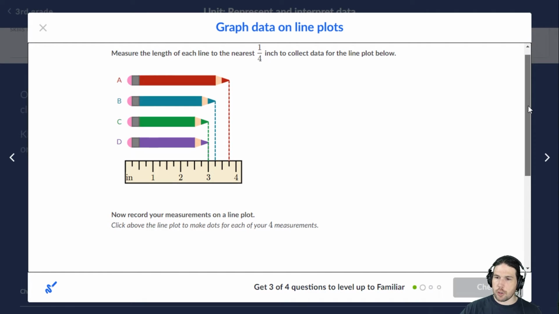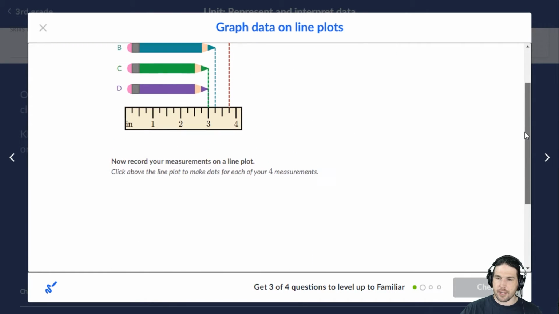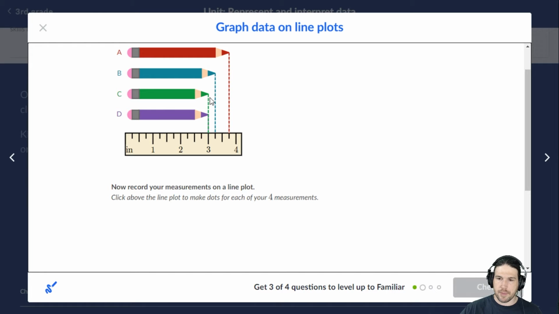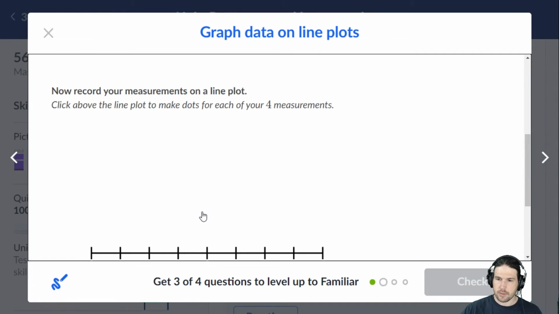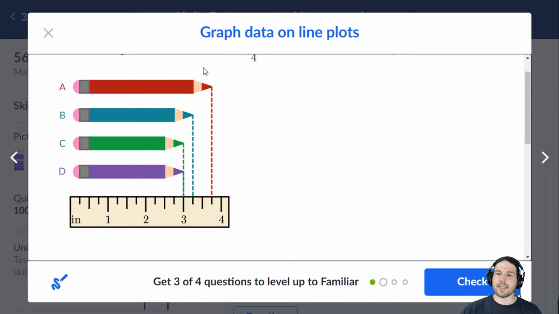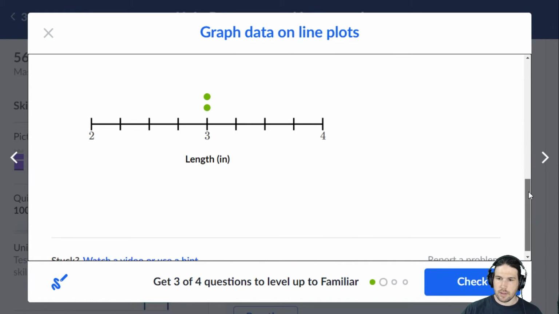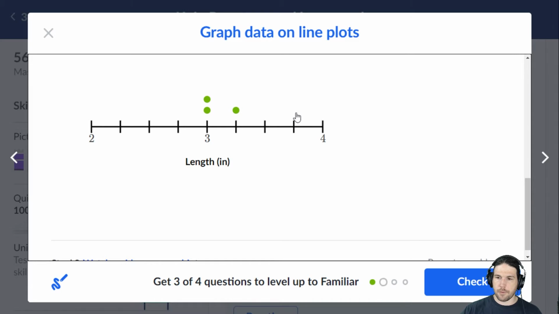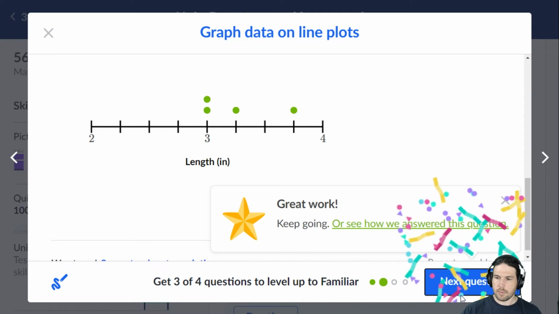Measure the length of each of these to the nearest 1/4 of an inch and plot it. So I see 2 of them that are at exactly 3 inches. And this is clever because it's kind of like a line graph, but kind of not. I see one that's 3 and 1/4 and one that's 3 and 3/4. Moving right along.